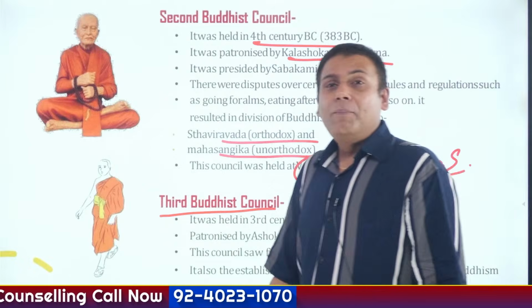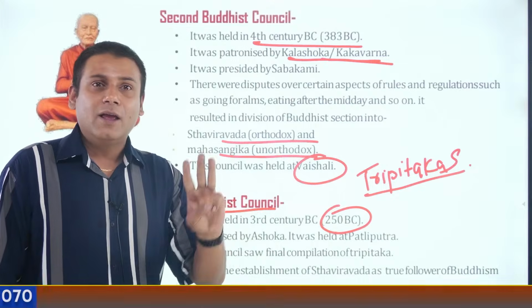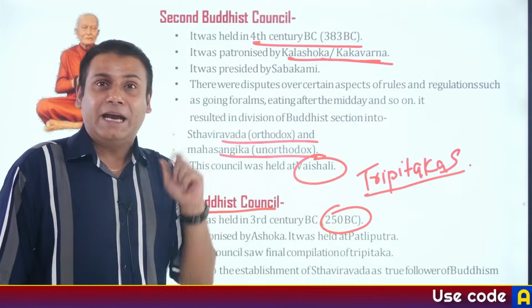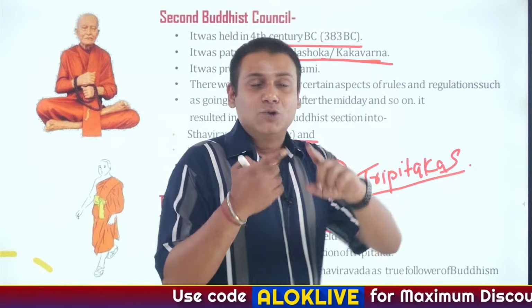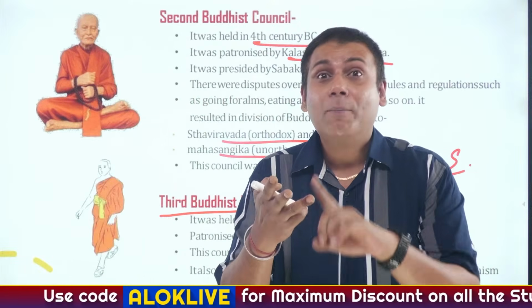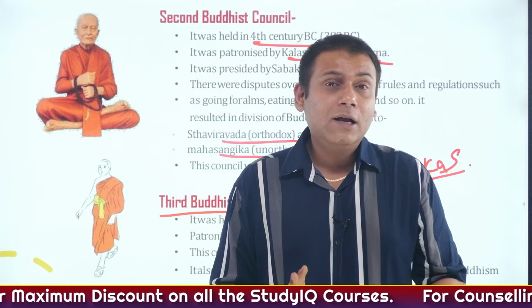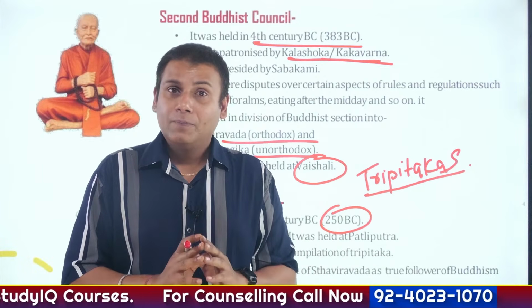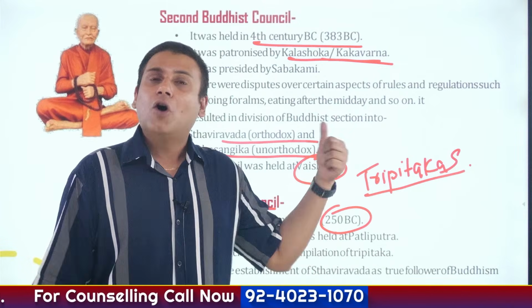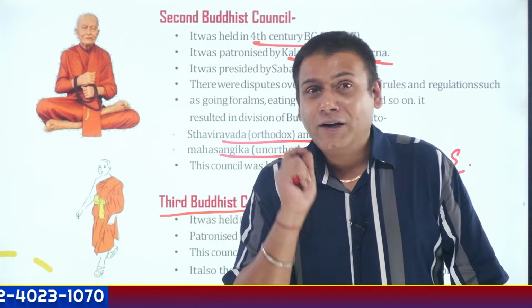Now, what are the three Pitakas? Three baskets of books. Three means three, Pitakas means basket. So these were nothing but three baskets of books, that is Vinaya Pitaka, Sutta Pitaka and Abhidhamma Pitaka. So please do not get confused. In the first Buddhist council, the disputes between Vinaya Pitaka and Sutta Pitaka were resolved. And in the third Buddhist council, you can observe the compilation of the three Pitakas. Hope the point is clear, my friends.